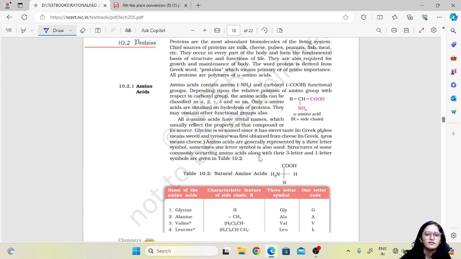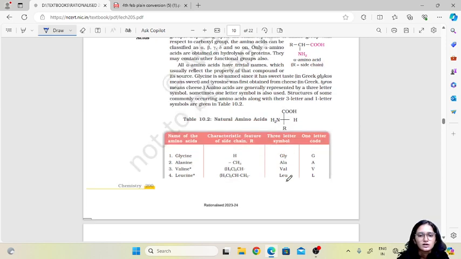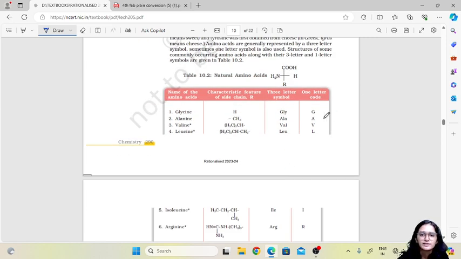Then these amino acids are generally represented by a 3-letter symbol, and sometimes one letter is also used. So you can see here glycine is represented as GLY, then alanine as ALA, valine as VAL, leucine as LEU, and so on. And the one letter code is their initial letter.